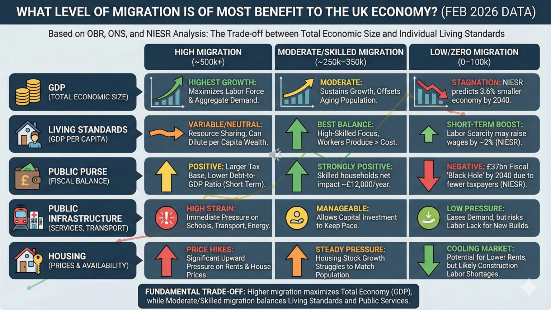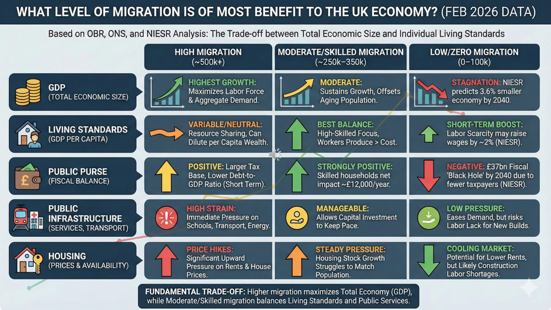Effect on the public purse. High migration causes a positive effect, larger tax base, lower debt to GDP ratio in the short term. Moderate skilled migration results in strongly positive. Skilled workers' households have a net positive impact of £12,000 per year. Low or zero migration has a net negative effect, £37 billion fiscal black hole by 2040 due to fewer taxpayers, NIESR.